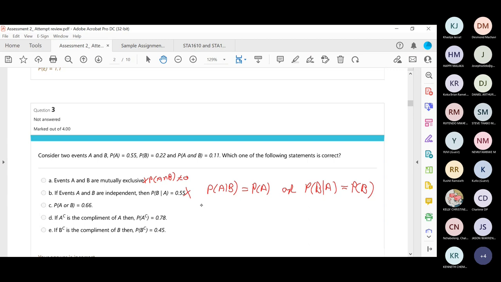I'm going to skip number C. I'll go to D and E. I'm just doing this so that you know how to tackle this type of question when you get it in the exam, right?